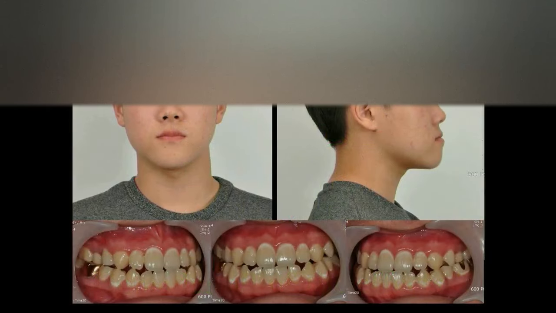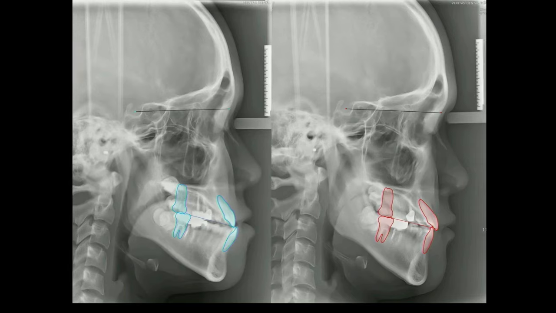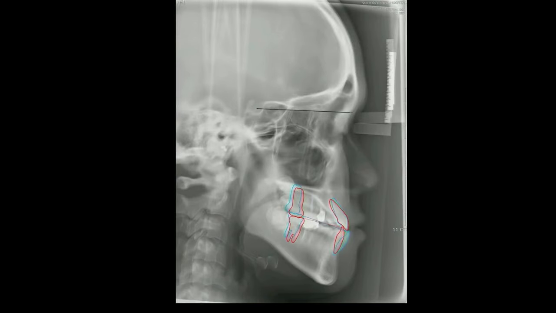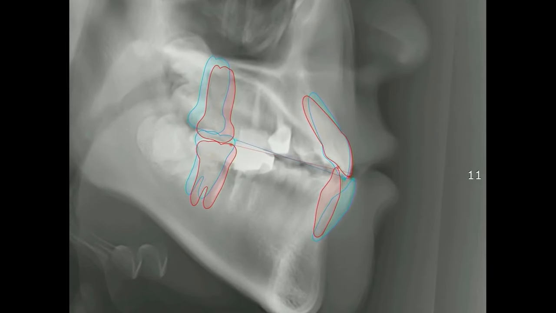Let's take a look at a patient with class 3 relationship. Upper and lower bicuspids were extracted, and class 3 elastics were used to correct the class 3. Superposition shows horizontal tooth movement of the teeth. And also notice the side effects of the occlusal plane rotation, which was desirable in this case.